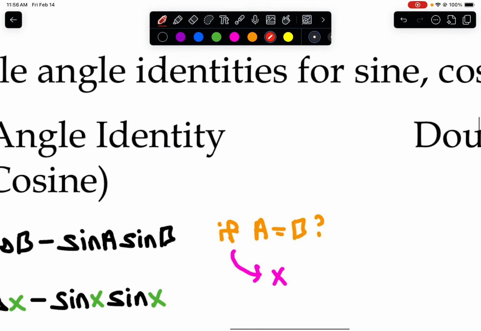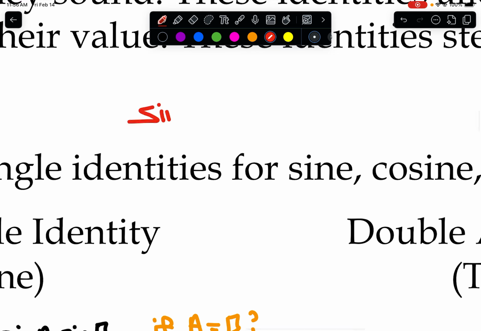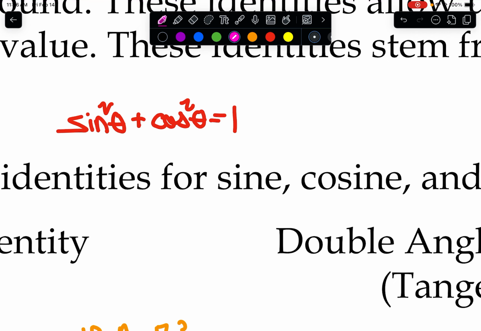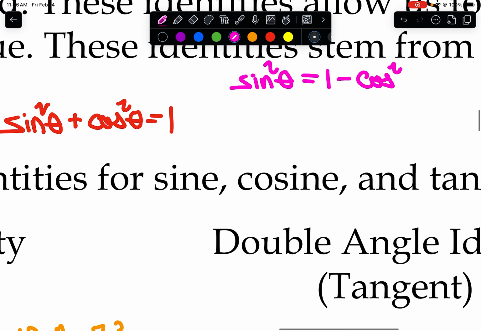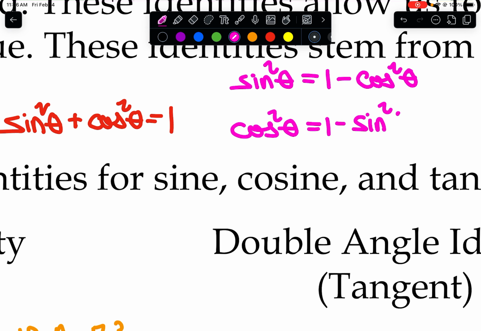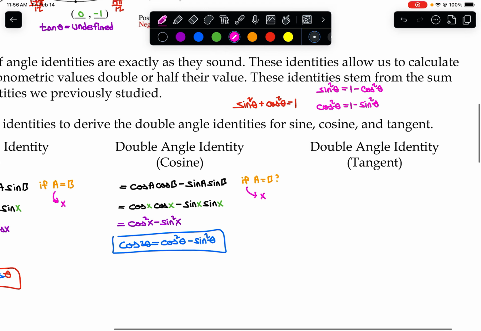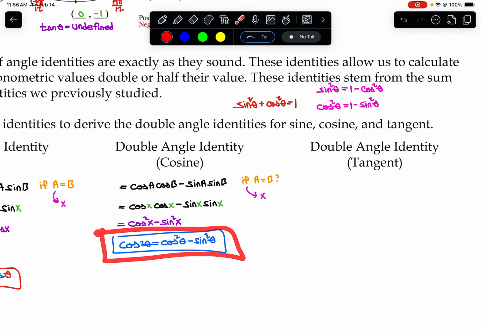And when I say that, I mean we can use Big Papa. So we have sine squared theta plus cosine squared theta equals 1. So our variations, if I were to find the variations of these, so I could do sine squared theta is equal to 1 minus cosine squared theta. And then if I were to solve for cosine squared theta, that would be 1 minus sine squared theta. So that being said, down here, your double angle for cosine is going to have a couple variations.